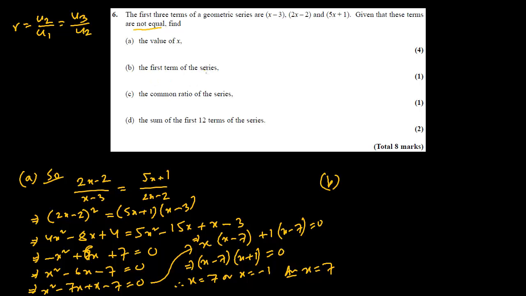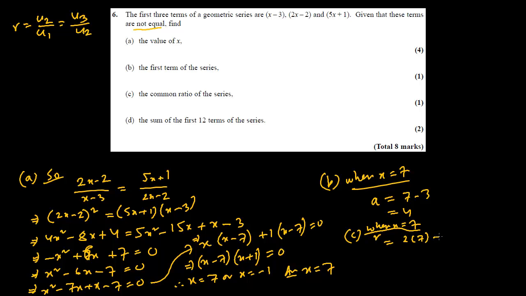Question number B is find the first term. Just put the value of x over here. So when x equals to 7, the first term, known as the symbol a, is 7 minus 3 equals to 4. Done. Question number C. Find the common ratio. We know the common ratio is the next one divided by the previous one. So when x equals to 7, r equals to 2 sevens are 14 minus 2, 12, divided by 7 minus 3, which is 4. 12 by 4 equals to 3. The common ratio is 3.